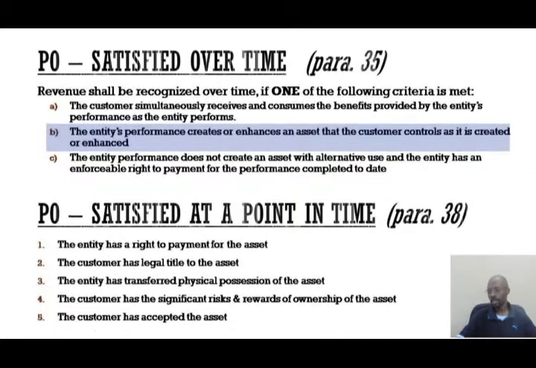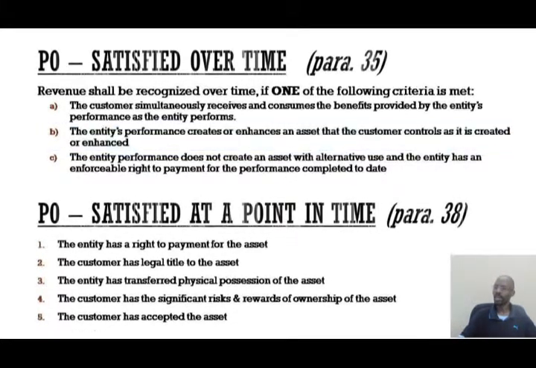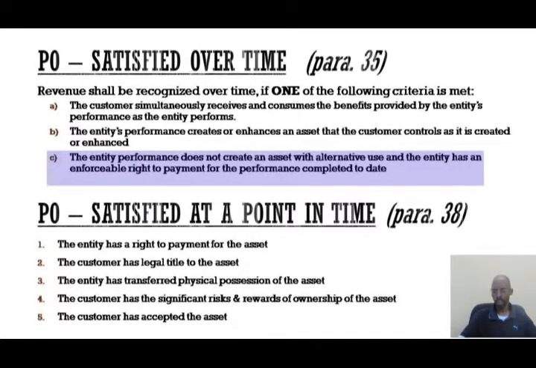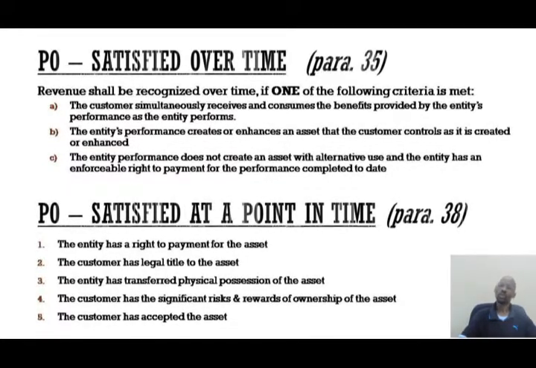Number B, the entity's performance creates or enhances an asset that the customer controls, as it is created or enhanced. It means that we are working on the asset which the customer owns or controls. We are enhancing a customer's asset. And then the third one, the entity's performance does not create an asset with an alternative use, and the entity has an enforceable right to payment for the performance completed to date. It means that we have completed the asset, then no other entity can use that asset, it can't be used for anything else, and then we have a right to payment as the performing entity.